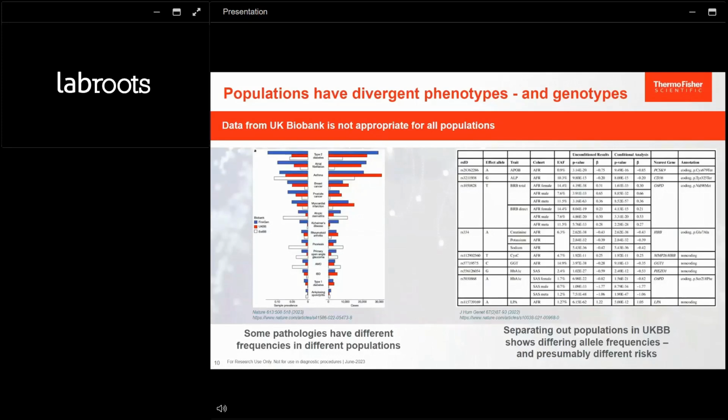Another example shown on the right-hand side of this slide is from the UK Biobank, showing that if you break down the different ethnicities in the UK Biobank, you can see that the allele frequencies vary by quite a bit. For example, there's this one allele of apolipoprotein B, which is more common in African populations than in other populations. Some of these other ones are more common in Southeast Asian populations. So again, there are different allele frequencies present in different populations, and presumably that would lead to different risks. And so having a specific way to analyze the genotypes of your own populations would lead to more specific healthcare and risk decisions.